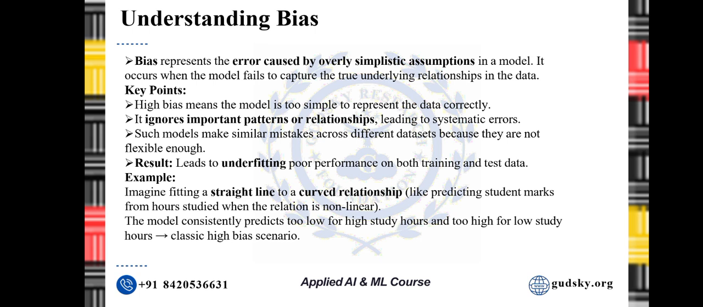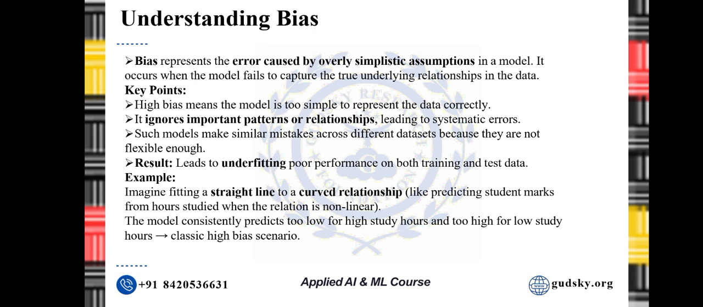Okay, let's look at a real world example. Imagine we want to predict a student's marks based on how many hours they study. In reality, this relationship is not perfectly straight. Studying more helps up to a point, but after that it levels off. Now, if we try to fit this data using a straight line like linear regression, our model assumes the relationship is linear. That's an overly simple assumption. It will predict too low for high study hours and too high for low study hours. A classic high bias error.